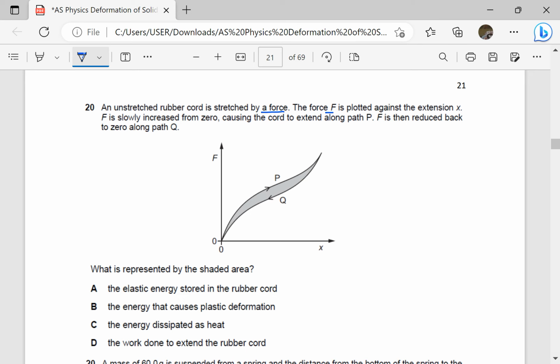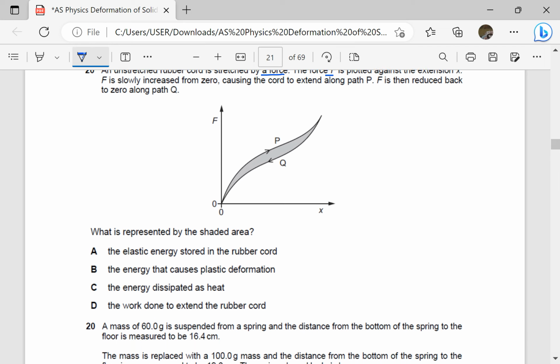Remember, this is hysteresis. Rubber, or polymers, show a hysteresis behavior, where when the deforming force is removed, the material does not return to its original length following the same path. That is exactly how rubber behaves. Of course, it may remain elastic. It returns to its original length, but following a different path. So, what is represented by the shaded area?